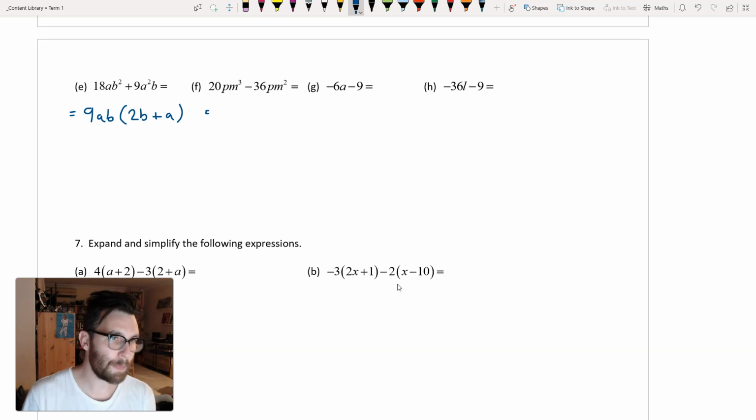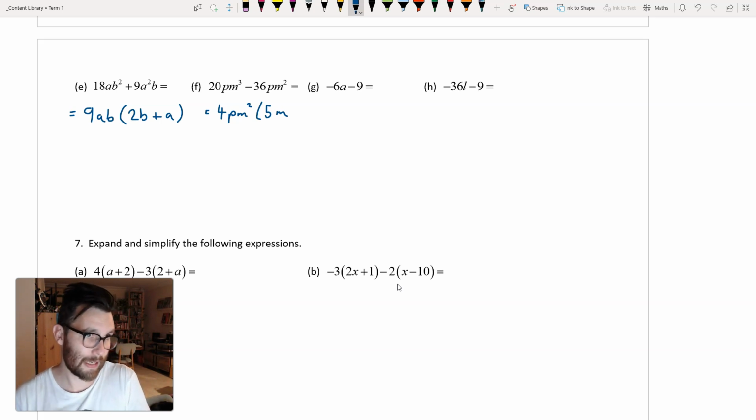Similarly, for 20pm to the power 3 and -36pm squared, highest common factor for these ones is going to be 4pm squared. That'll fit into both of them. Well, yeah, they are tricky, but that's all right. We'd need to multiply that by 5m to get to 20pm to the power 3, and we need to multiply 4 by -9 to get to -36pm squared. Cool. Next one gets easier again.